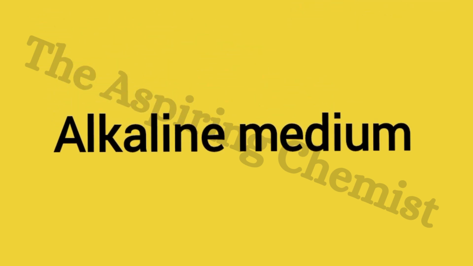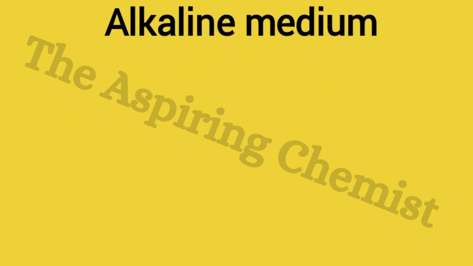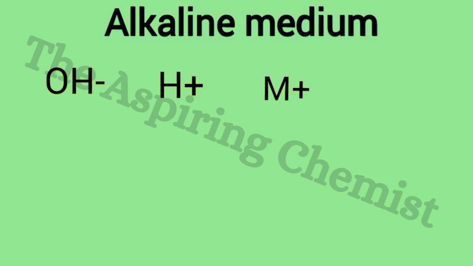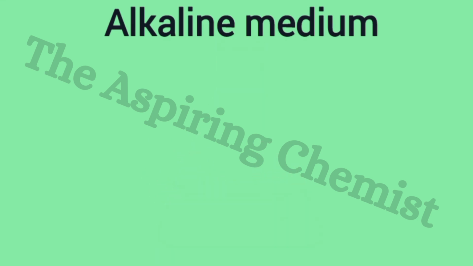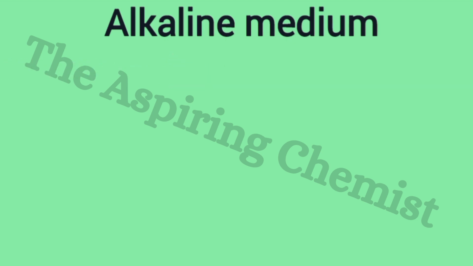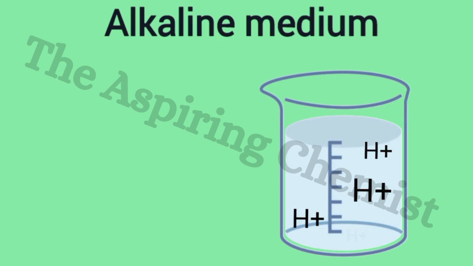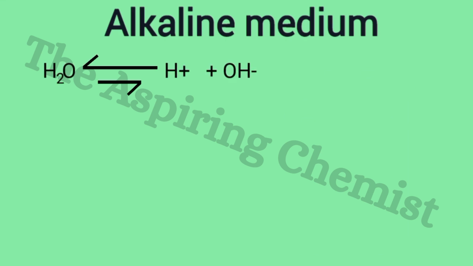To start with the alkaline condition, in an alkaline medium, there are several species of ions that are present, which are the hydroxide ions, hydrogen ions, metal cations, and indicator ions. When these ions are together in a particular medium, the hydroxide ion reacts with the hydrogen ion to form stable water molecules. As a result, more hydrogen ions are removed from the solution, as the water molecules do not dissociate readily to form hydrogen ions and hydroxide ions.